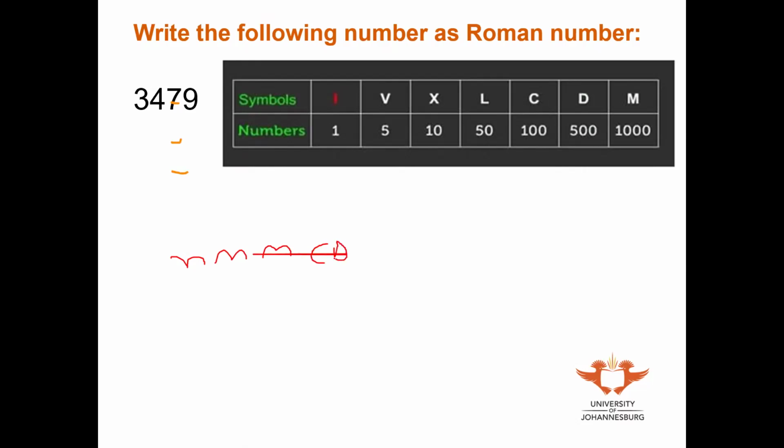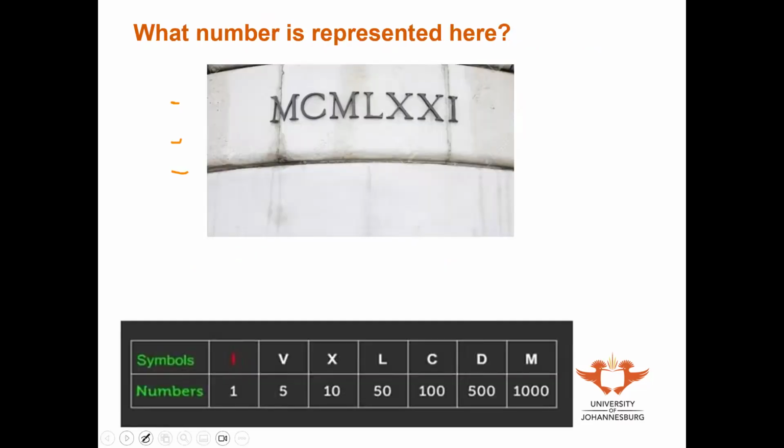And in this case, I'm going to have the CD. Okay. And then after the CD there, which is my 400, then I've got 79. 70, you know that it's going to be your 50 plus 10, and that's your 70 there. Then the 9, it's going to be IX, which is my 9 there. And this gives me my answer there. Okay. And this makes it easier.